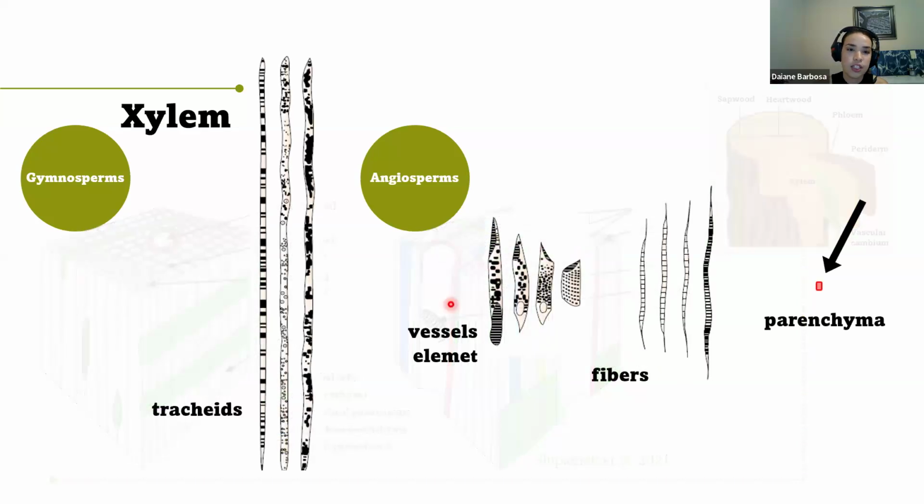Just to see the difference of these cells, in the gymnosperm, this is the tracheids. They are very big comparatively with the cells of angiosperms. Here we have the vessel elements that make the conduction, fibers make the support, and parenchyma the storage.